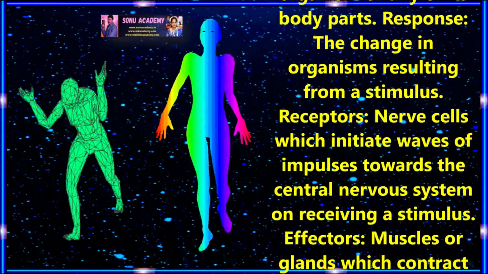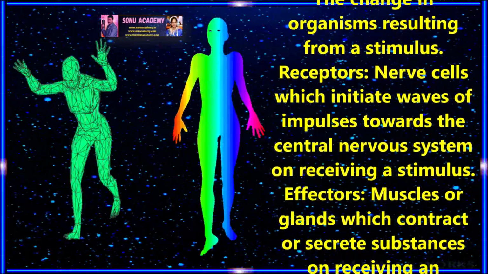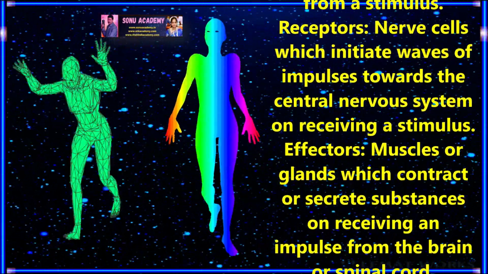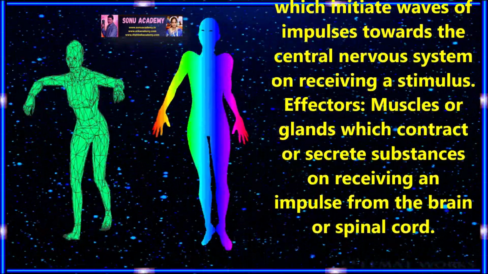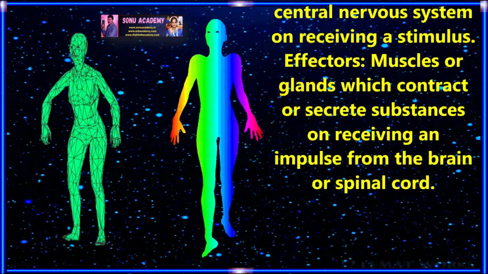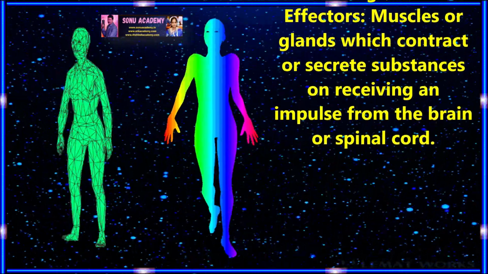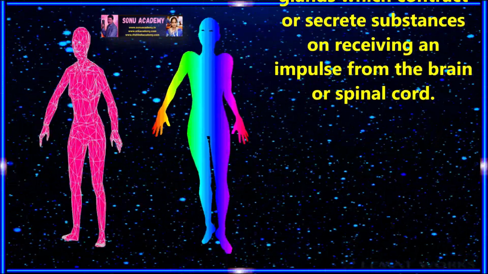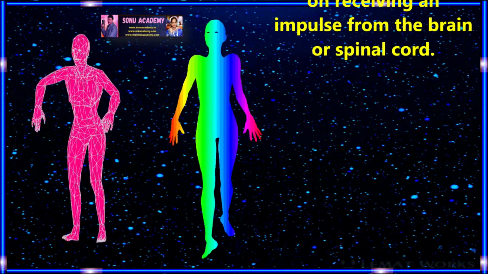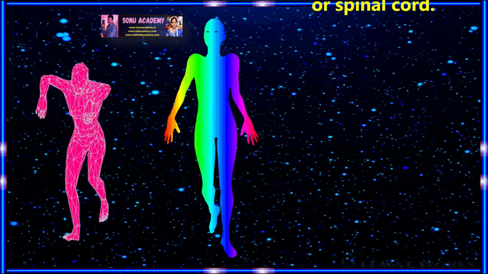Let us see what receptors are. Nerve cells which initiate waves of impulses towards the central nervous system on receiving a stimulus. Effectors: muscles or glands which contract or secrete substances on receiving an impulse from the brain or spinal cord.